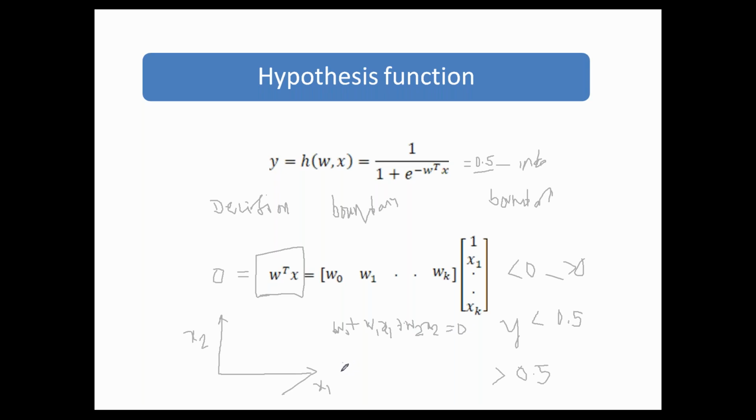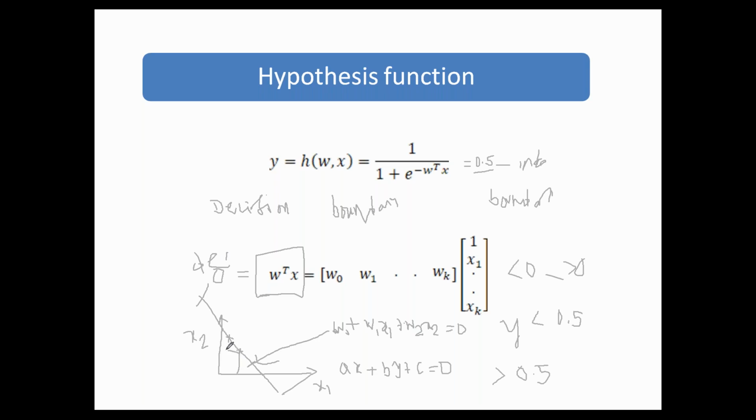For example, you will have studied in intermediate maths that AX plus BY plus C equal to 0 is a straight line equation. That means it will be something like this. So this will be the straight line. This line is called the decision boundary because it is 0. So any point on this line will give a value 0.